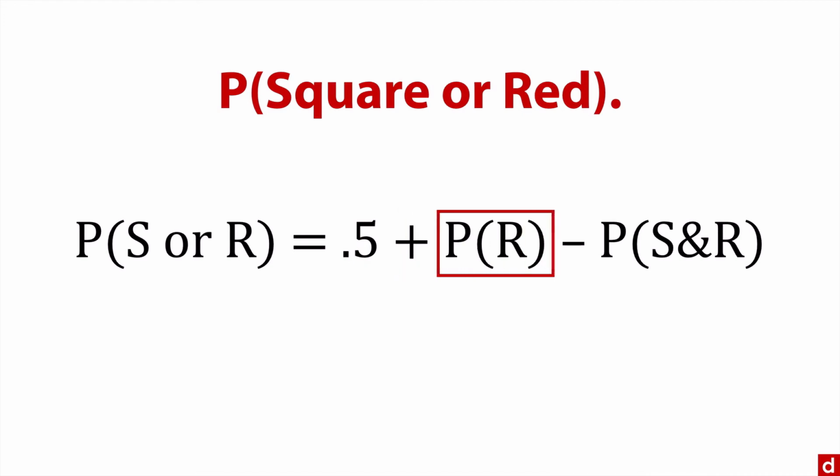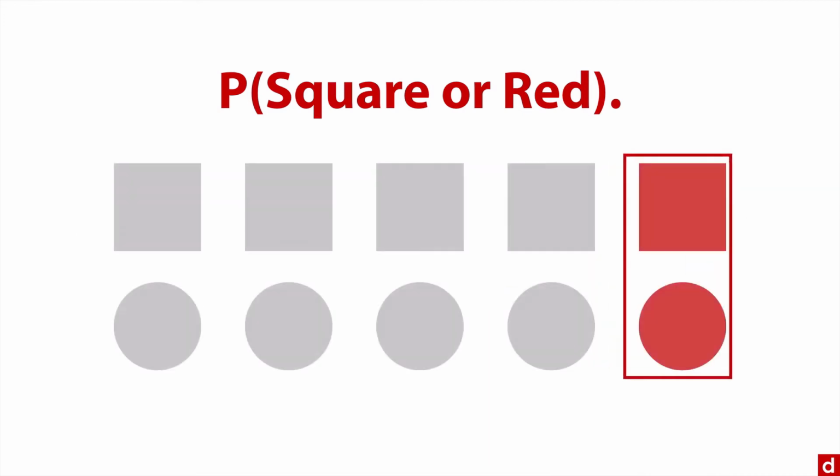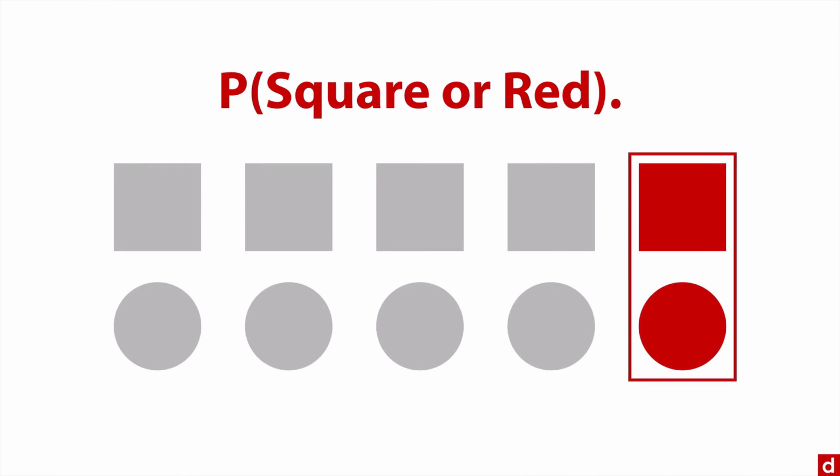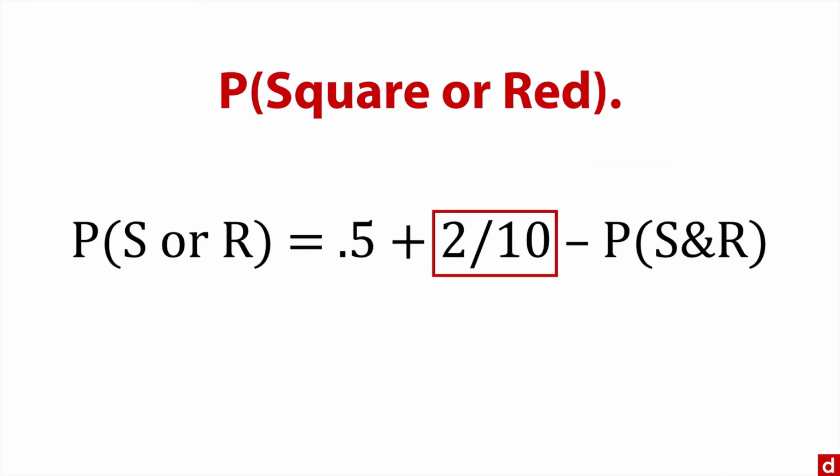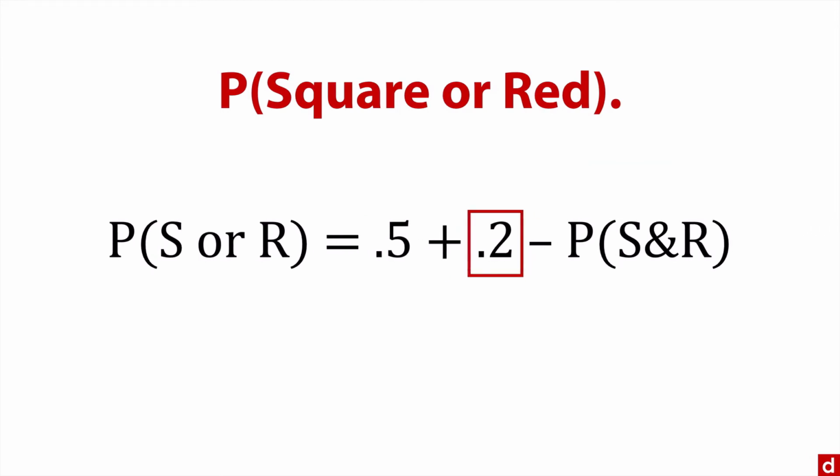Okay, next up, the probability of something red in our sample space. Well, we have 10 shapes total. 2 of them on the far right are red. So that's 2 over 10. And you do the division, you get 0.2.